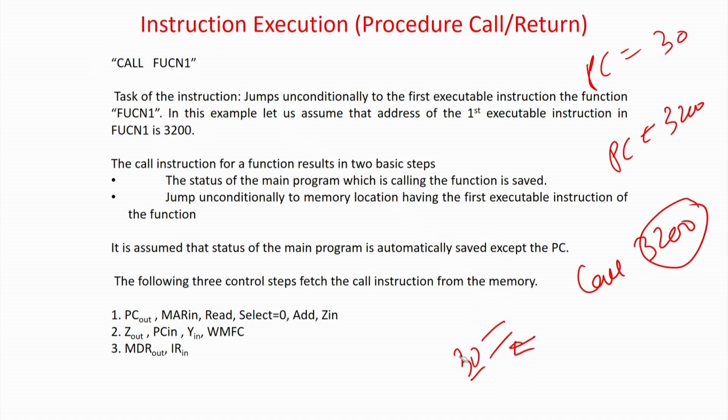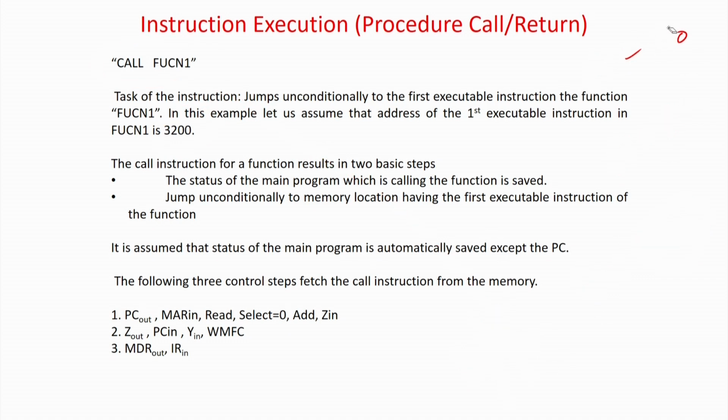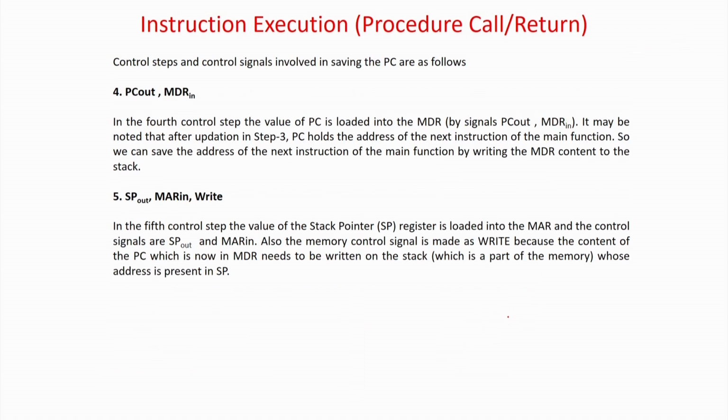So, we will see quickly how it works. The first three steps are very similar: fetching the instruction and putting it into the instruction register. We already know that up to micro-instruction number 3, the program counter has been incremented, equal to program counter plus constant. This has to be stored in the stack. So, in the fourth stage, PC out, that is the updated value of the program counter, we put in the memory data register. That is simple, because whatever we want to write to the memory, we have to put into the memory data register.